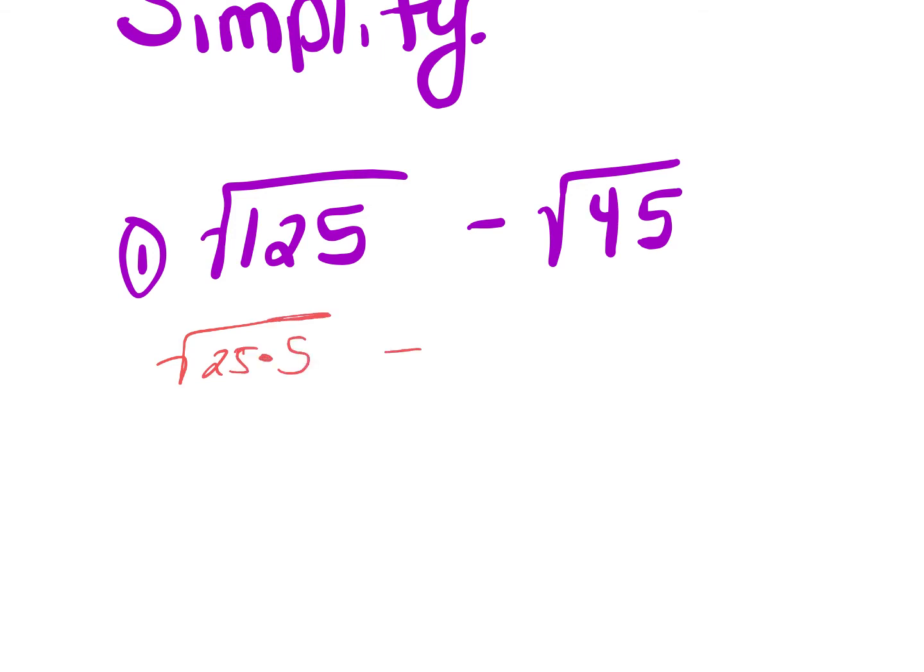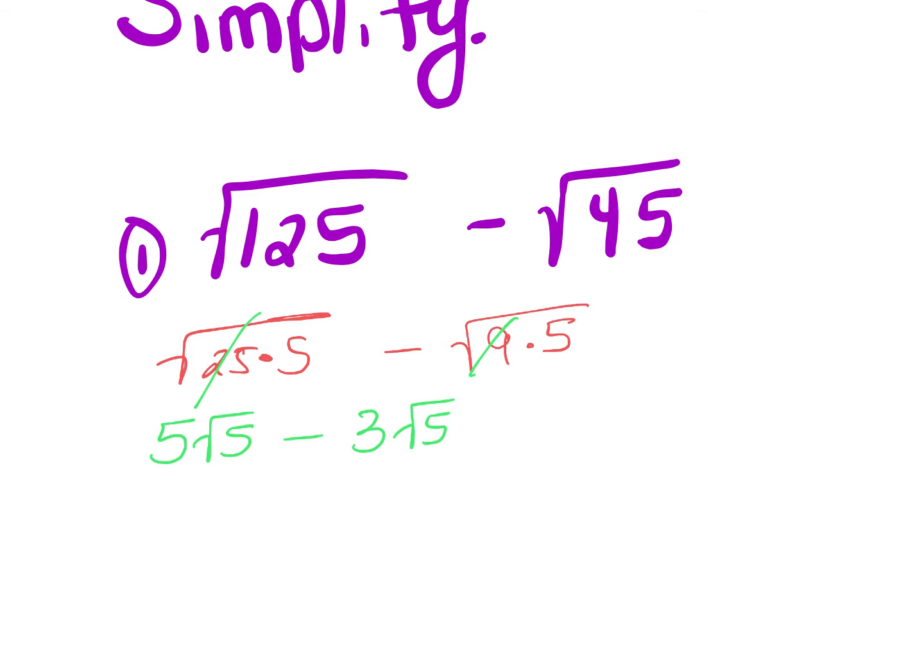This is how you guys would show your work. Can I break down 45? To what? 9 times 5. Good. All right, so let's simplify a little more. What is the square root of 25? 5. So that's going to come out, and the 5 stays underneath. Yes? Okay. What about 9? What's the square root of 9? 3. So that's going to come out. 5 stays underneath.